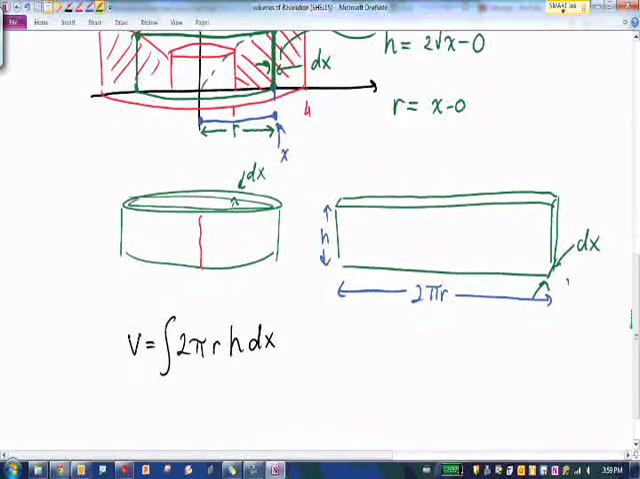So in this situation, I'll pull out the 2 pi. Integral, r we just said was x. H, we said is 2 square root of x. And then dx gives it some thickness.